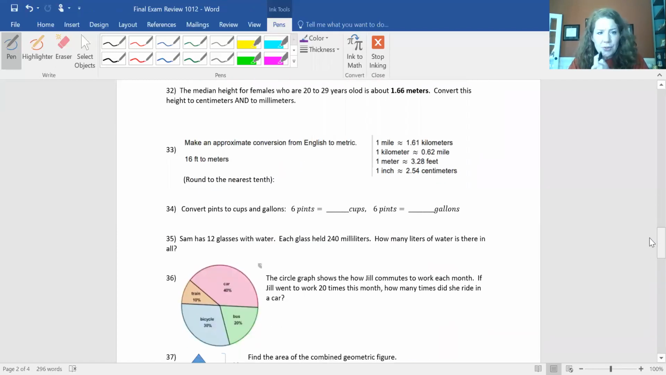All right, number 32, the median height for females who are 20 to 29 years old, ooh, I don't know what that's supposed to say, my bad, is about 1.66 meters. Convert this height to centimeters and millimeters.